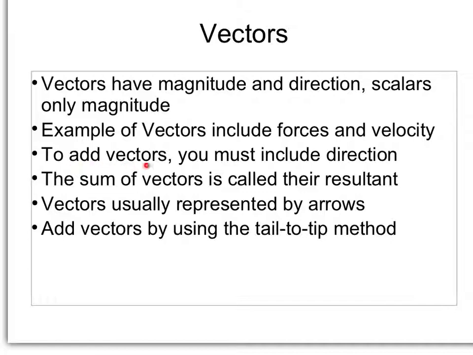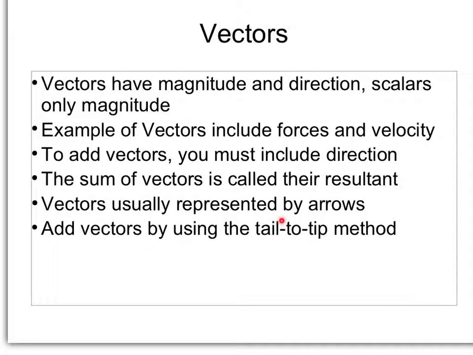To add vectors, or combine vectors, you must include the direction. So you can't just ignore the direction and add them arithmetically like you can with scalars. You have to take into consideration the direction that the vectors are traveling. The sum of vectors is called the resultant, and you'll hear that word a lot in this video and in the reading.